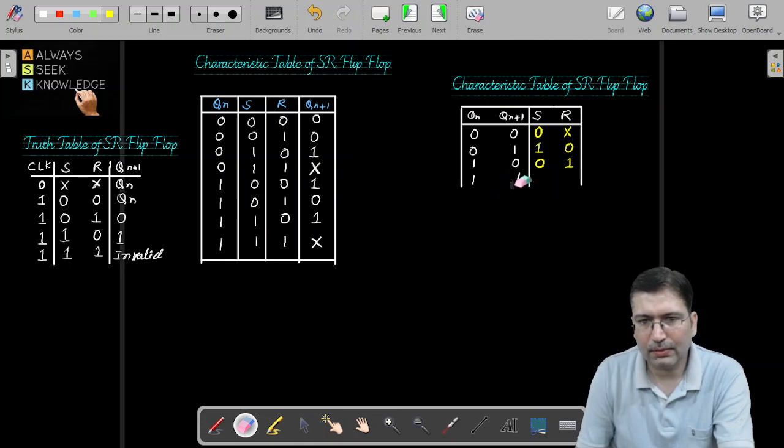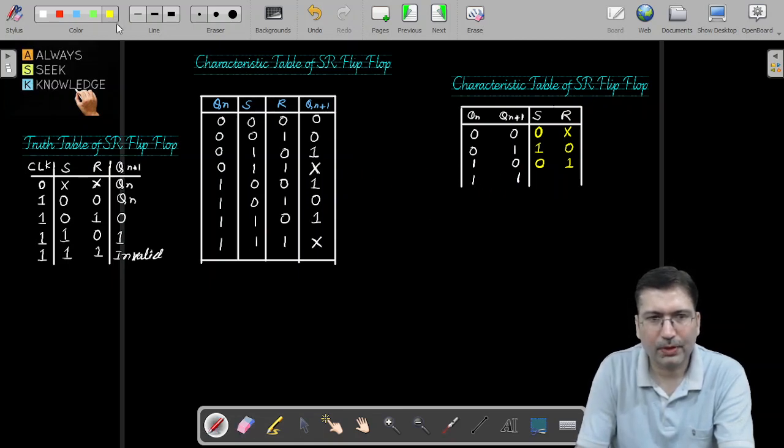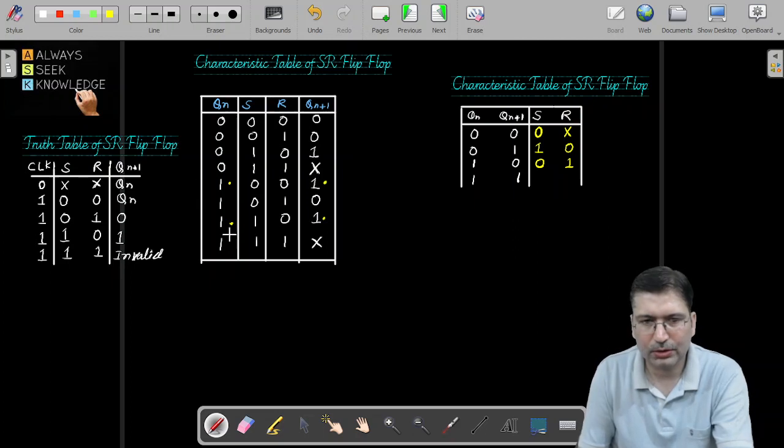Now let's again clean it. And then the last combination, 1 1. So when we are having 1 1, both are 1. Here it is 1 and 1. And here it is also 1 and 1. So these two cases, when Qn is 1 and Qn plus 1 is also 1. Here R is fixed in both conditions, R is 0 only. So R will be 0. But if we look at S, it is changing from 0 to 1. So S will become don't care.